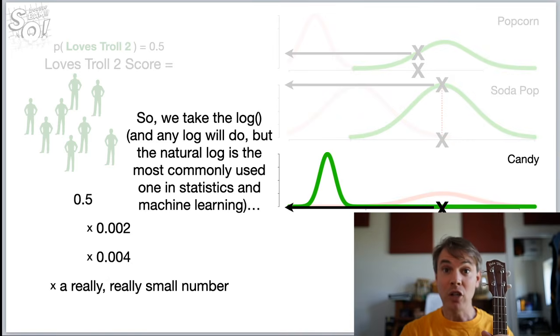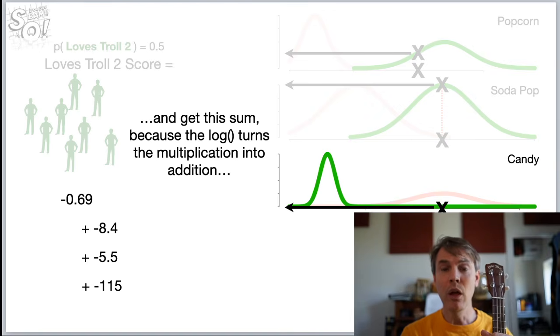So, we take the log, and note, any log will do, but the natural log is the most commonly used one in statistics and machine learning. So that's the one I use all the time. I rarely, if ever, think of the other logs unless there's an earthquake or I'm at a rock concert and I'm wondering how loud the sound system is.